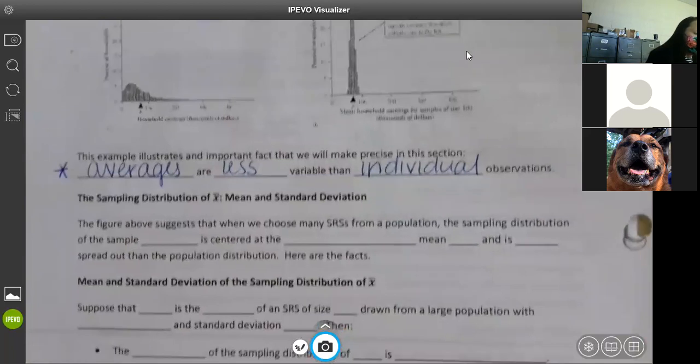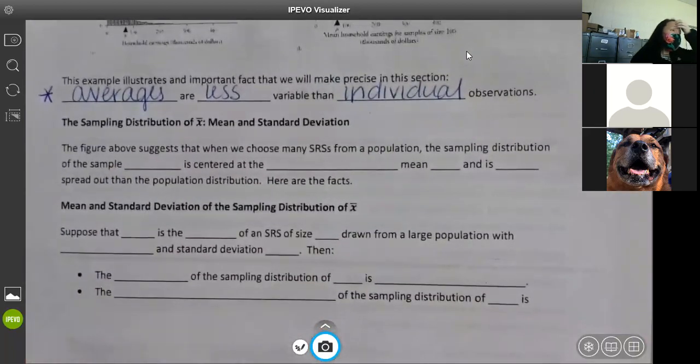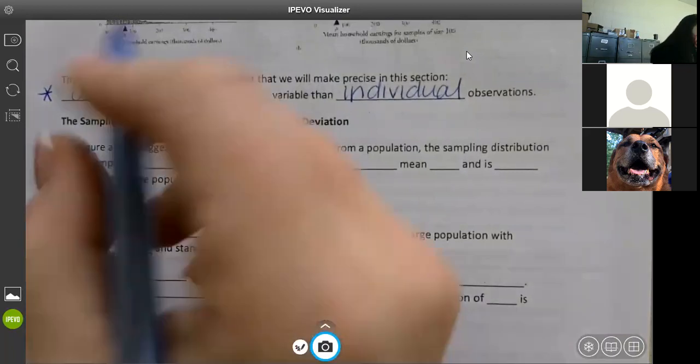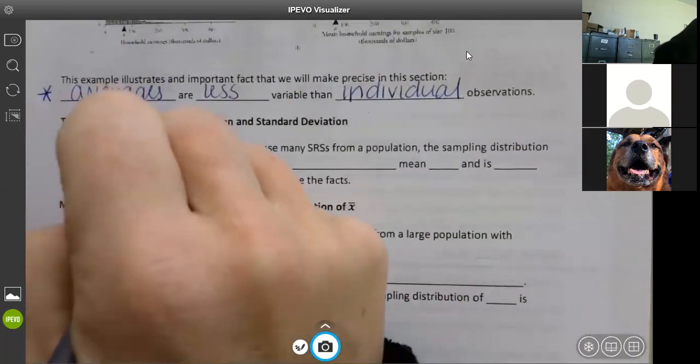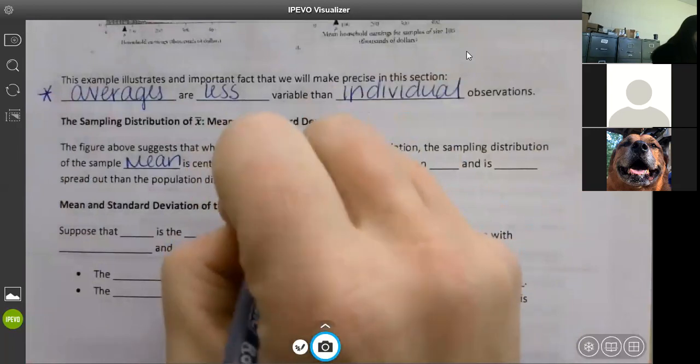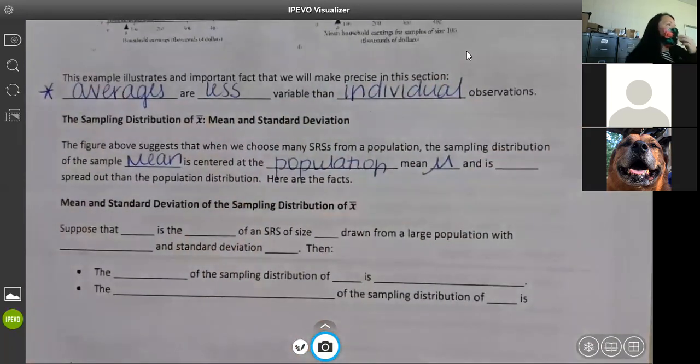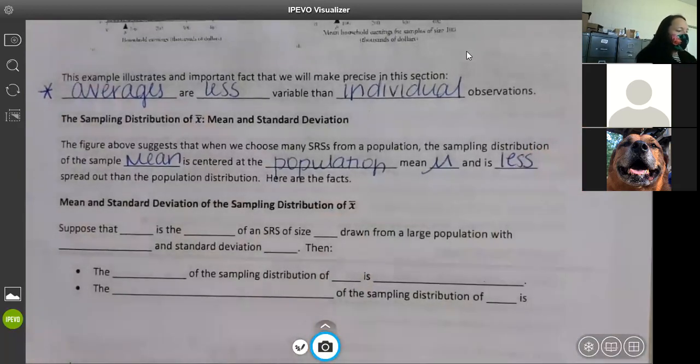The sampling distribution of X bar, mean, and standard deviation. So those of you that don't have notes, those little starred things, those are what you want to know. If you don't get anything out of this, get the little starred stuff, get any formula. That's the super important stuff. The figure above suggests that when we choose many SRSs from a population, the sampling distribution of the sample mean is centered at the population mean. And remember that's mu. So those of you that don't have notes, you may want to write population mean equals mu. And it is less spread out than the population distribution.